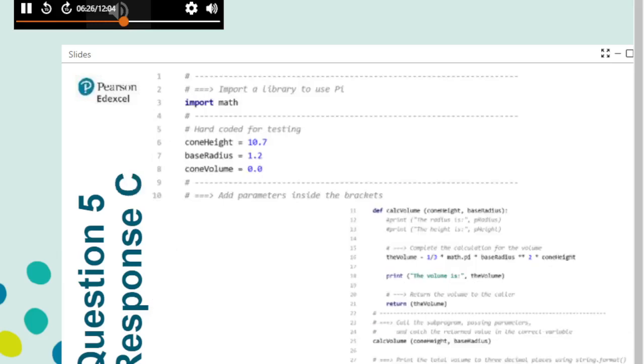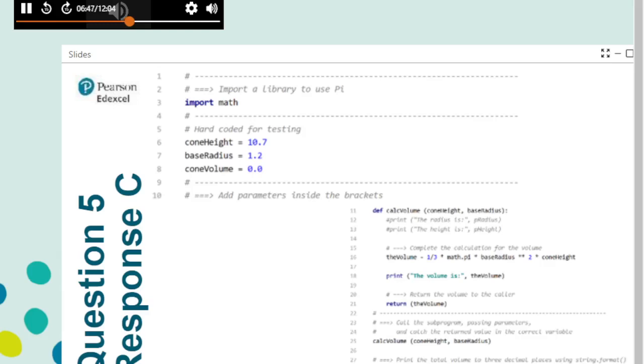For response C, marks were awarded as follows. 1 mark for importing the math library on line 3. 0 marks for the correct naming of the parameters. Note, the student has commented out lines 12 and 13, which are required to demonstrate understanding of locally named parameters.